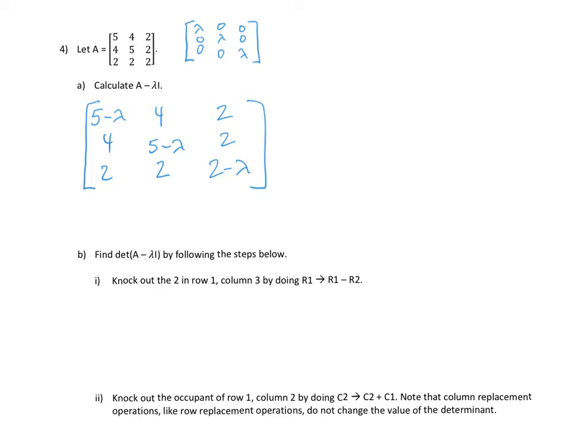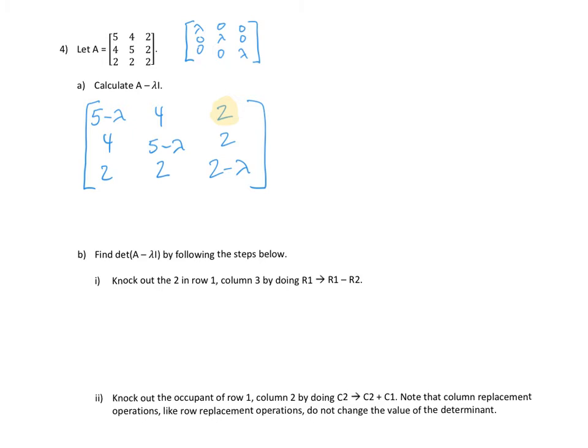Now find the determinant of A minus lambda I by following the steps below. So it says knock out the 2 in row 1, column 3. Row 1, column 3, that's that one. I'm going to knock out that 2 by replacing row 1 with row 1 minus row 2. Oh, I'm sorry, that's not what I'm knocking out. I'm supposed to knock out the 2 in row 1, column 3, this one, by replacing row 1 with row 1 minus row 2.